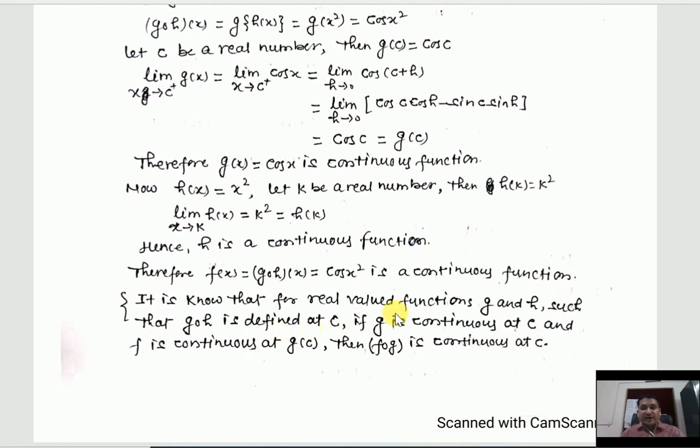Since we know that for real valued functions g and h, such that GOH, the composition of g and h, is defined at c, if h is continuous at c, and g is continuous at h(c), then GOH is continuous at c.